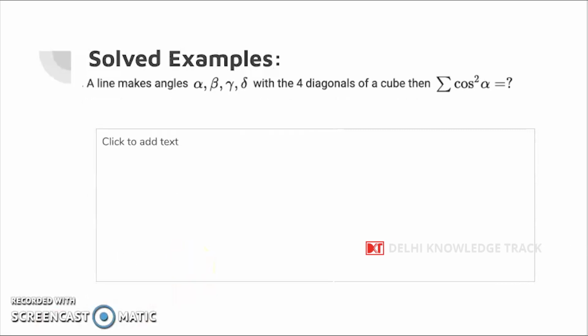Let's go to the second question. A line makes angles alpha, beta, gamma, delta with the four diagonals of a cube. Then we need to find the summation of cos square alpha. It means we need to find cos² alpha + cos² beta + cos² gamma + cos² delta.